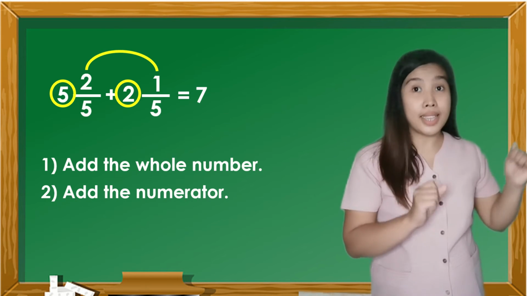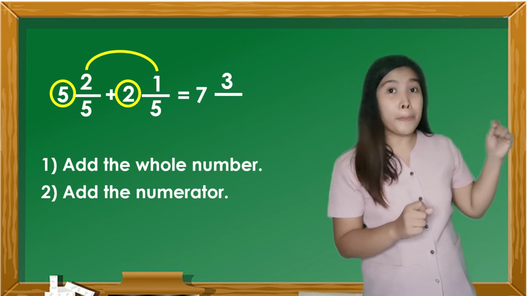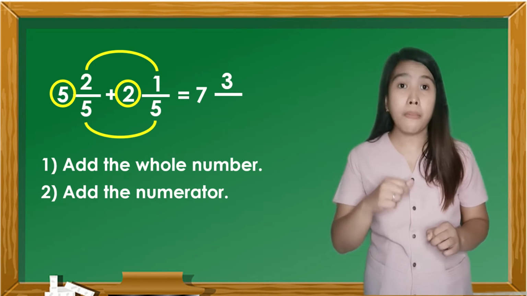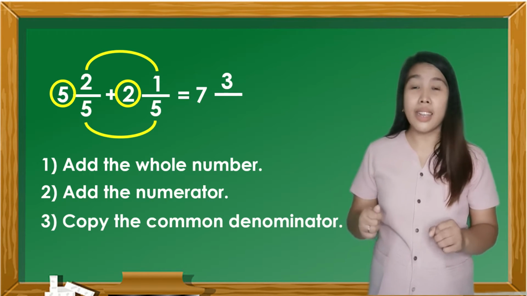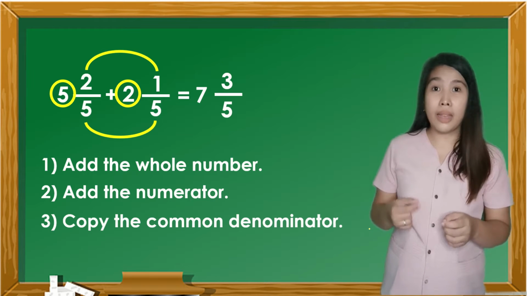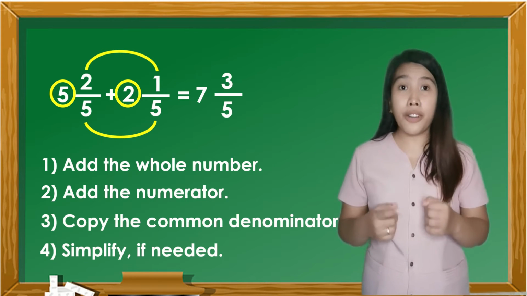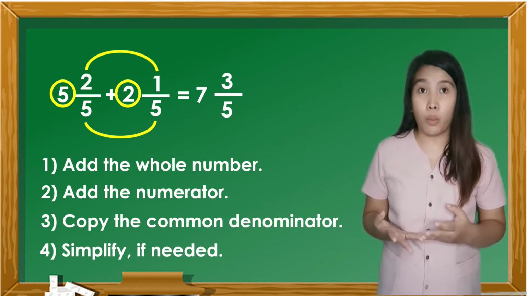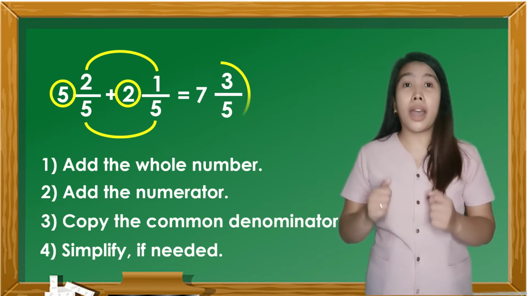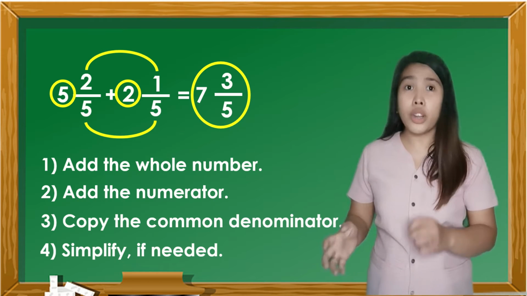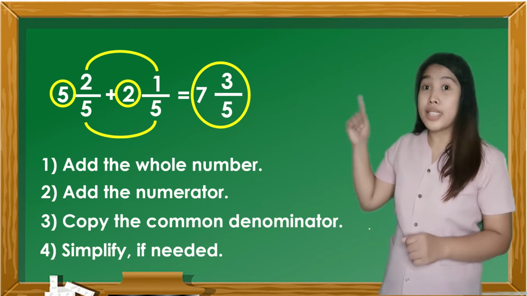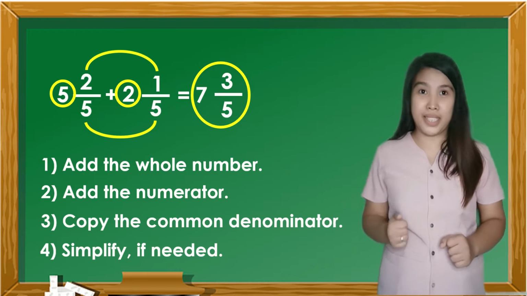2 plus 1 is 3. And then, copy the common denominator. So we have 5. And then, simplify if needed. 3 over 5 is in the simplest form. Why? Because 3 and 5 are relatively prime. So therefore, the answer is 7 and 3/5.